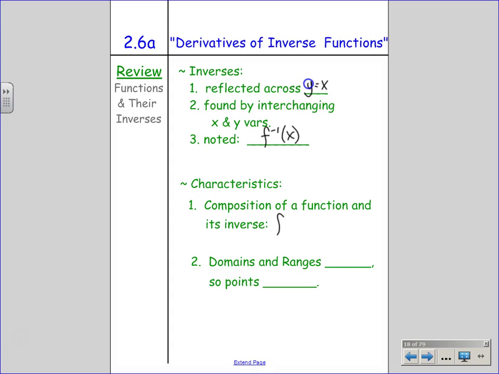What's true if you take a composition of a function with its inverse or an inverse with its function? What always happens? What happens if you plug a square root into a squared or a squared into a square root? You get back to square one. They are their own undoings. They undo each other. Domains and ranges switch, so the x's and y's. That's all pre-cal, everybody. Tomorrow, let's figure out what the calculus is.